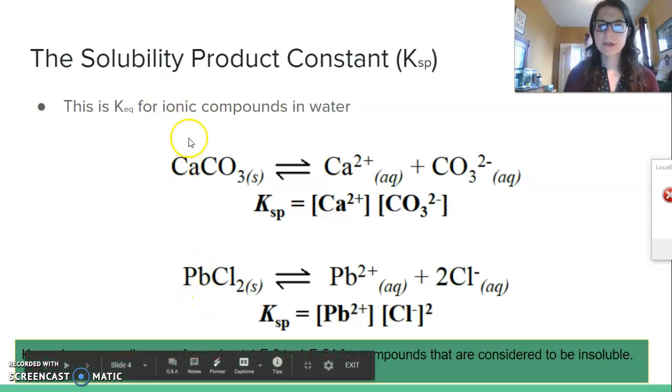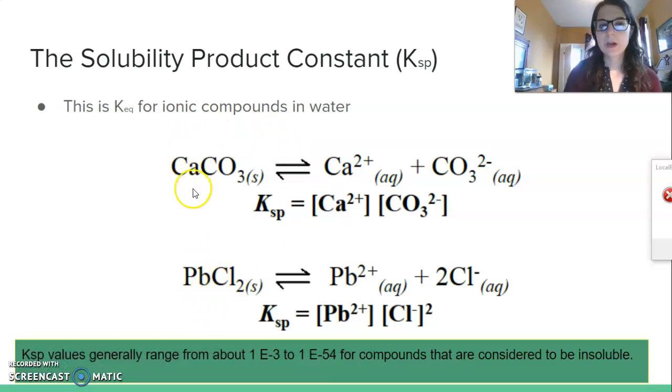So here we have two examples, calcium carbonate and lead 2 chloride. Calcium carbonate, when it's dissolved in water, forms two ions, Ca2+ and CO3 2-. The Ksp can be calculated using the concentration of Ca2+ times the concentration of CO3 2-. We do not include solids in the Ksp expression, just like we don't for the equilibrium expression.